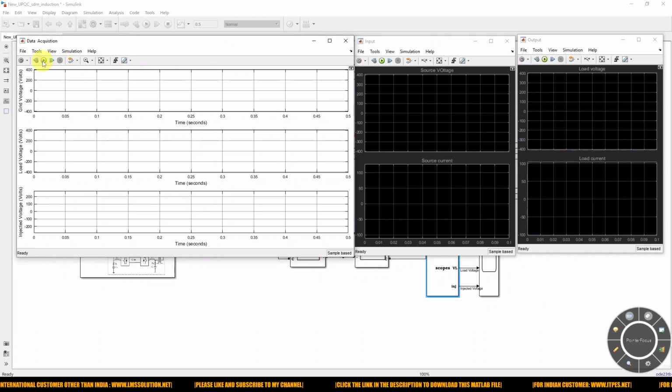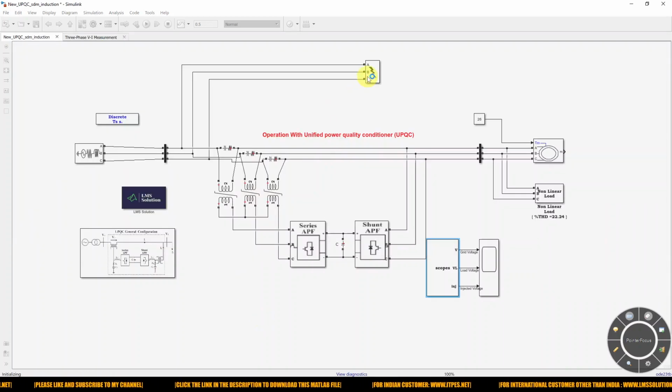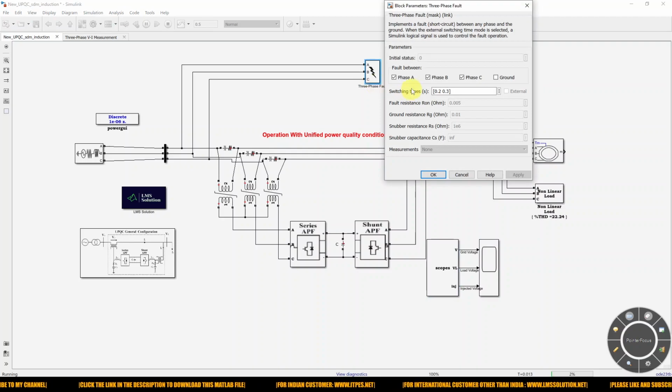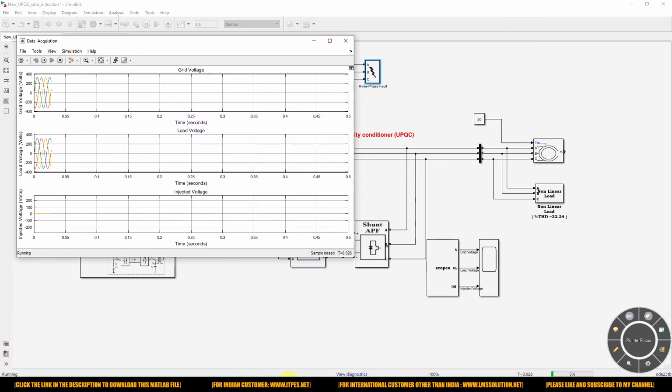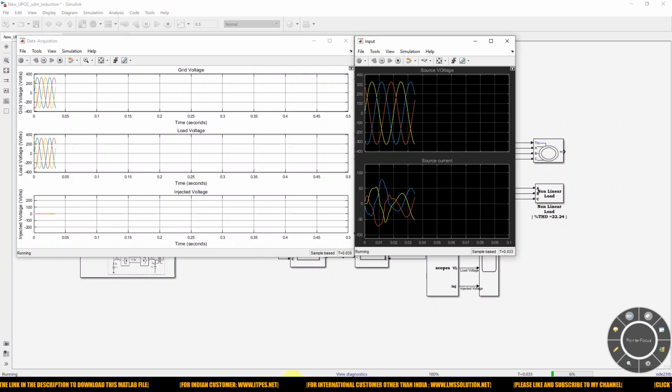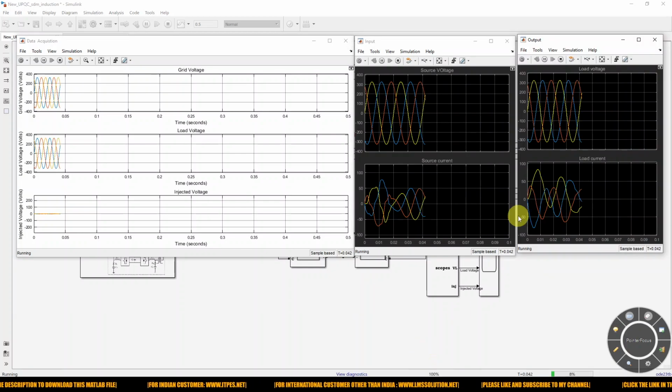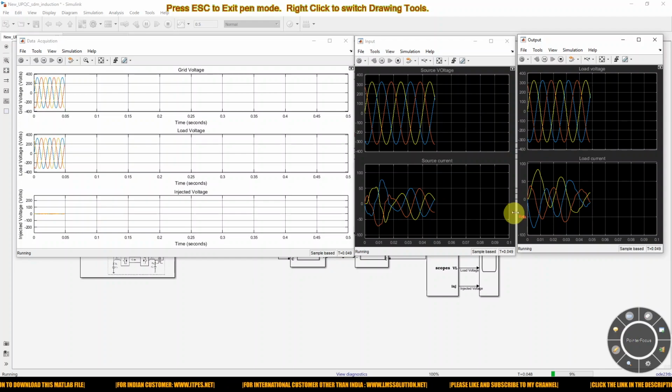So now I'm going to simulate this model. Now the fault is created in between 0.2 to 0.3 seconds. The created fault is a triple line fault. Okay, so we will check the response of the system.